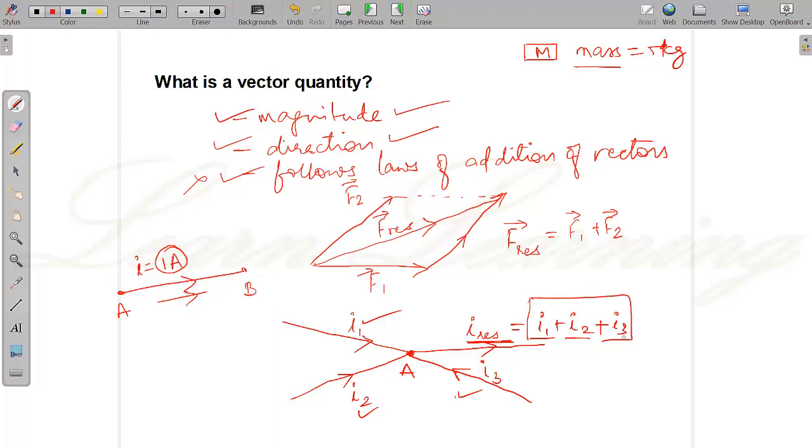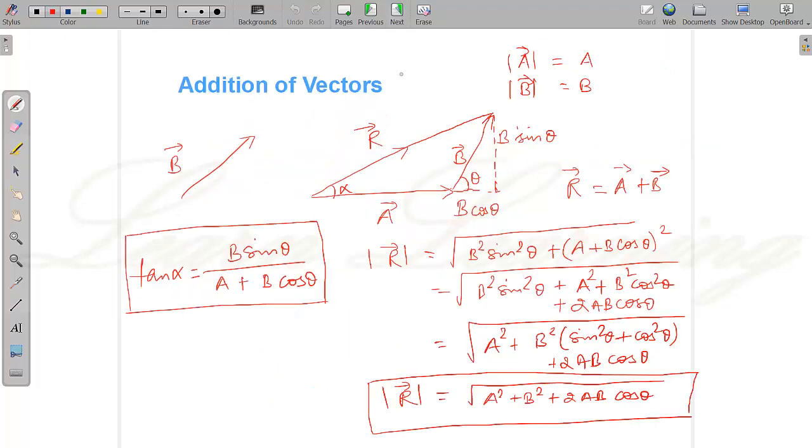You'll see the addition of vectors, and you will understand this better there. But the point to note here is that the third criterion should also be fulfilled for a quantity to be a vector quantity: it should follow the laws of addition of vectors. There are triangle laws of addition of vectors, which we'll see. This particular example is not following the laws of addition of vectors, so it is not a vector quantity. For a quantity to be a vector quantity, it should have a magnitude, a direction, and it should also follow the laws of addition of vectors.